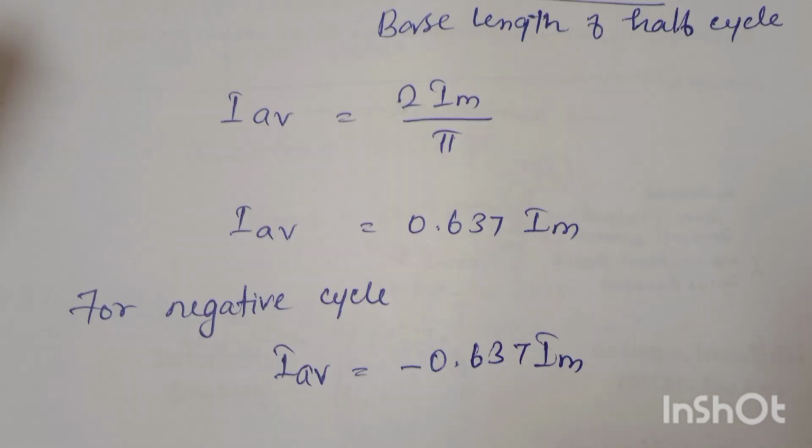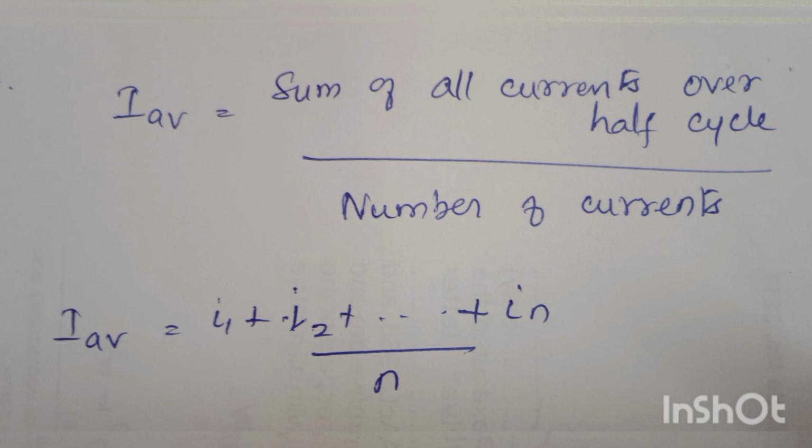I average is equal to 0.637 Im. For negative cycle, IAV is equal to minus 0.637 Im. I average is equal to sum of all currents over half cycle divided by number of currents. IAV is equal to I1 plus I2 plus I3 up to In divided by n.